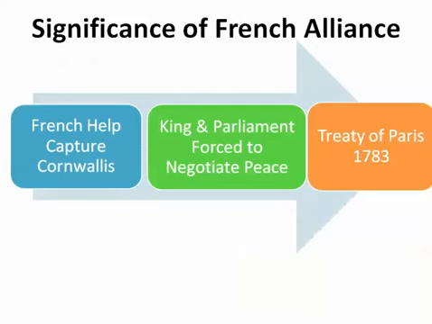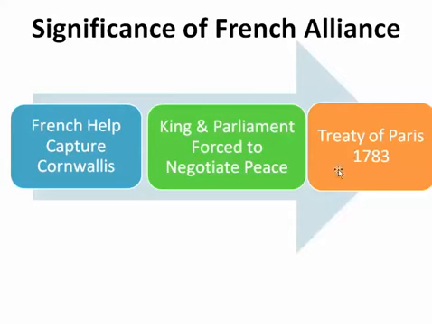The impact or significance of the French alliance and foreign assistance from them is that they're going to help us win. So the French army and navy and all that assistance they give us help us capture Cornwallis at Yorktown, help us corner him in. And Lafayette was a large part of this. And then after we capture Cornwallis, King and Parliament are going to be forced to negotiate a peace with the United States. And with that peace, the Treaty of Paris 1783, Great Britain's going to be forced to officially recognize the United States as a separate nation. Okay?